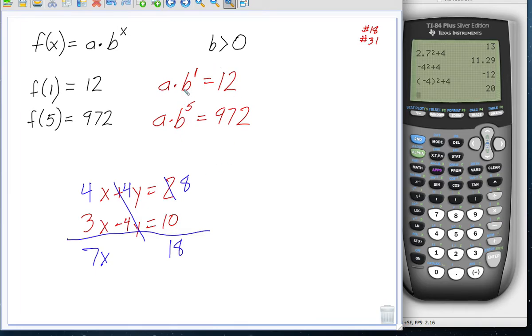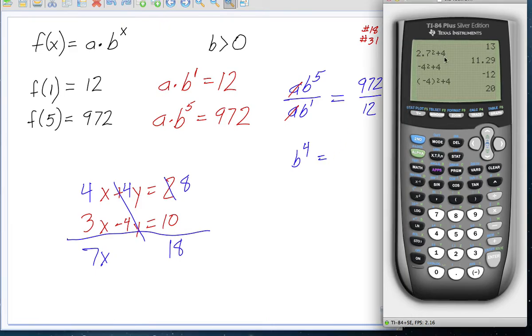Well, adding and subtracting isn't going to make one of these variables up here go away, but dividing will. So let's try dividing. If we do A times B to the 5th divided by A times B to the 1st, then that's the same as 972 divided by 12, because A times B to the 5th is 972, A times B to the 1st is 12. Over here, the A's cancel. That's what we were trying to accomplish. Get one of the letters to disappear, and B to the 5th divided by B to the 1st is B to the 4th.